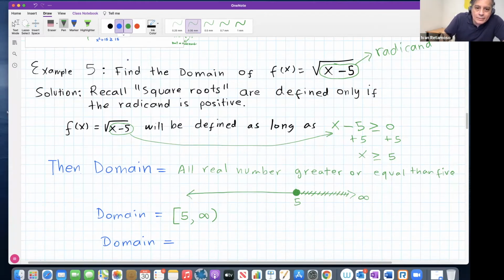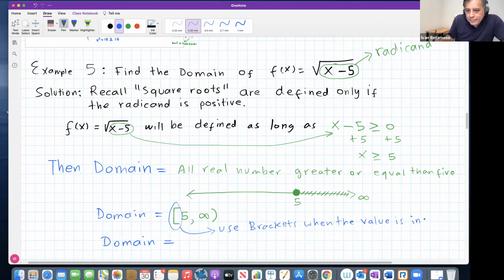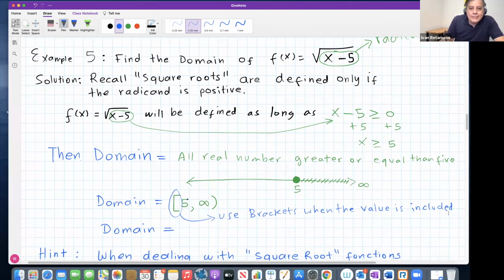So here, note, use brackets whenever the value is included. Parentheses when you don't include the value or the number, brackets when you include it. All right, this is using intervals, right? This bracket 5 comma infinity is the domain of this function.